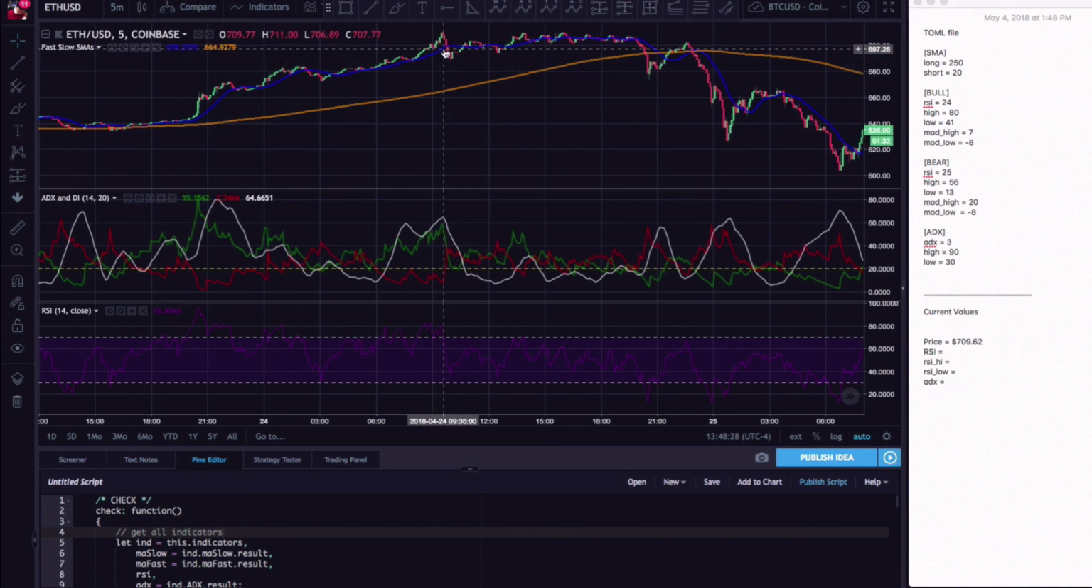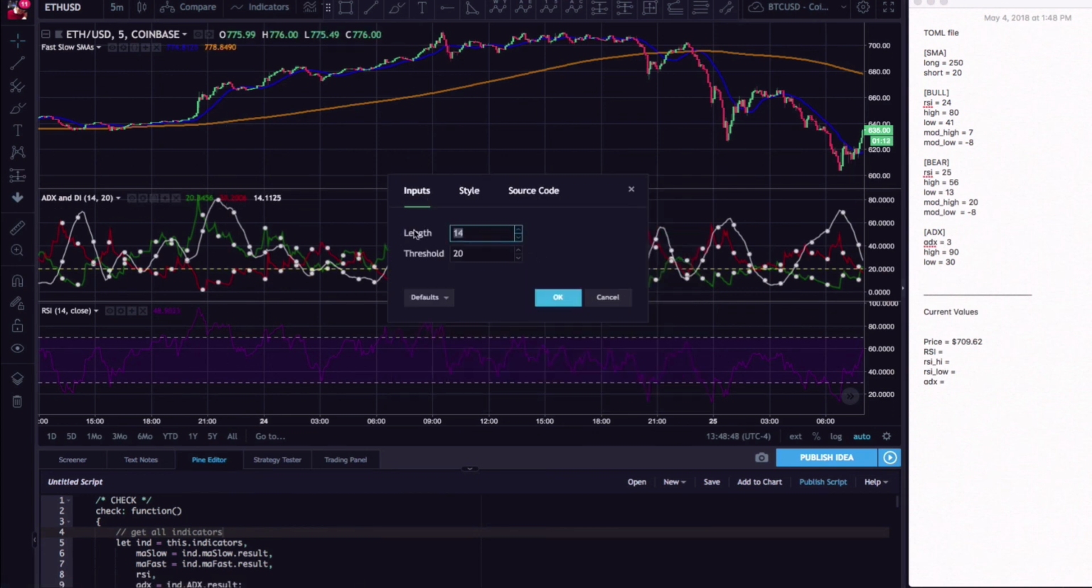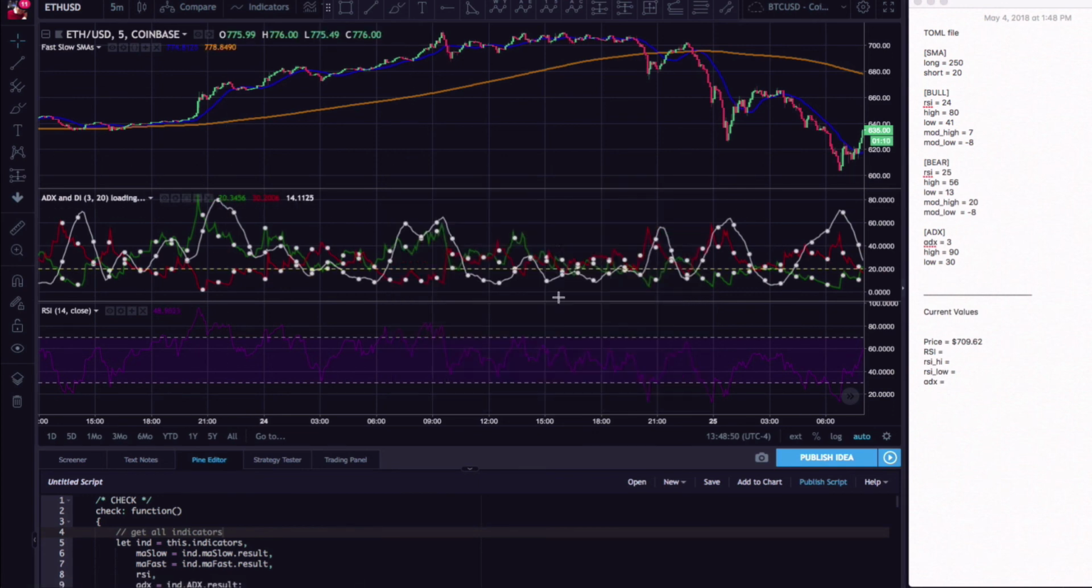And then at the same time, we need to know the RSI and the ADX as well. So now we have to adjust the ADX and the RSI because right now they're defaults. The ADX is at 14 intervals, but what we have in the parameters is a 3 interval ADX. So we can go ahead and do settings, go to inputs, and change that from 14 to 3.